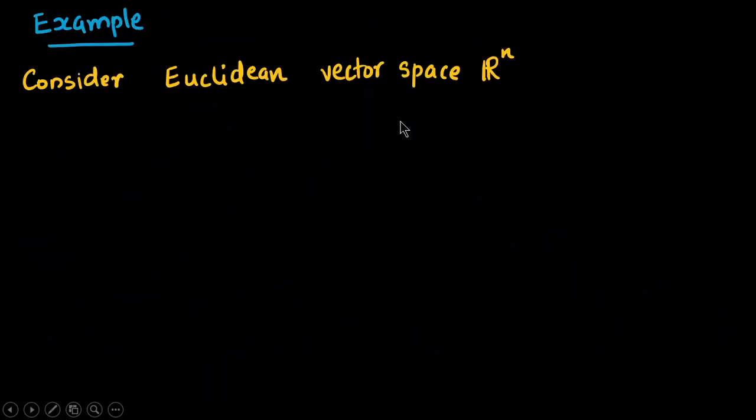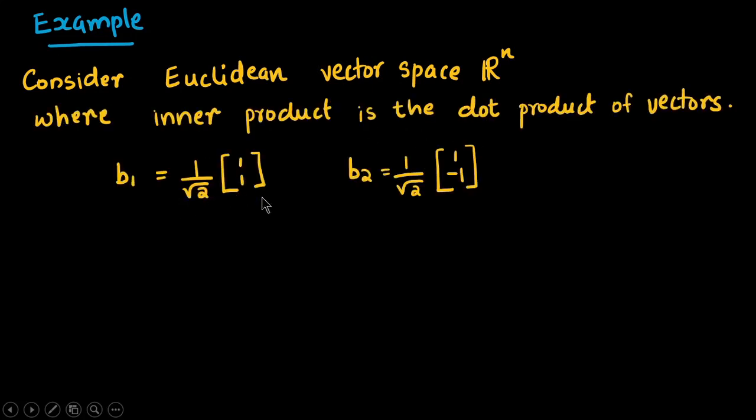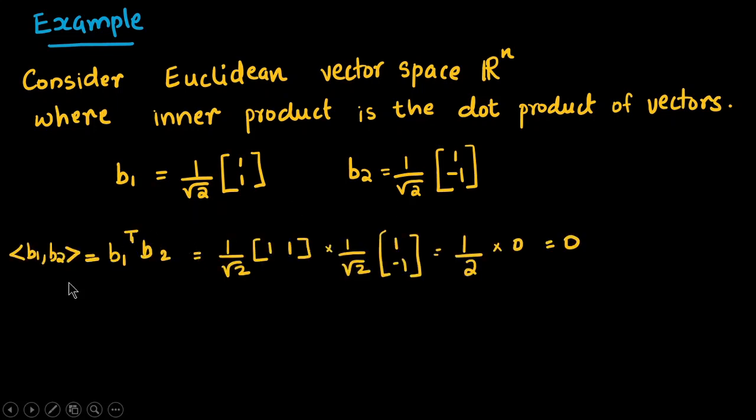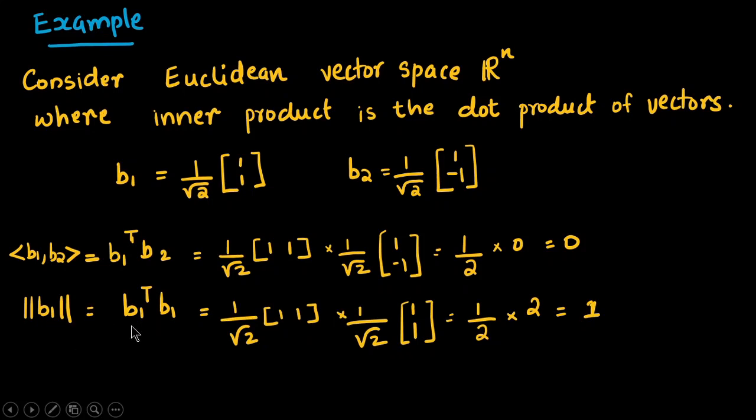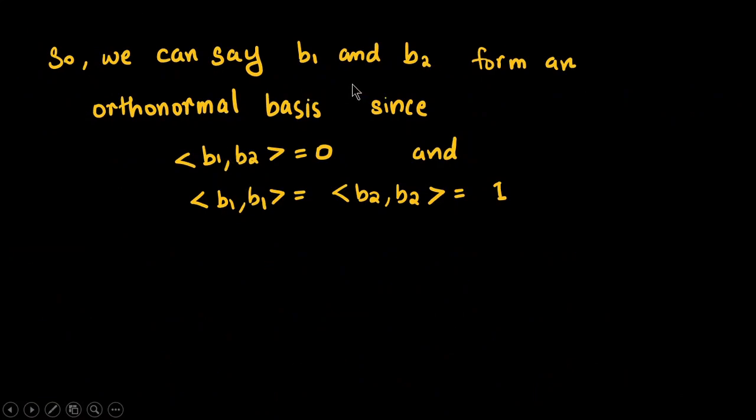So for example, consider the Euclidean vector space Rn, where the inner product is the dot product. And consider these two vectors v1 and v2, and take the inner product of v1 and v2. We get it as 0, and then find the length of v1 and v2. So for v1, it is v1 transpose times v1, and it will be 1. Then the length of v2 is also calculated to be 1. So that means these two bases v1 and v2 are orthonormal, since they satisfy the orthogonality property as well as being unit vectors.